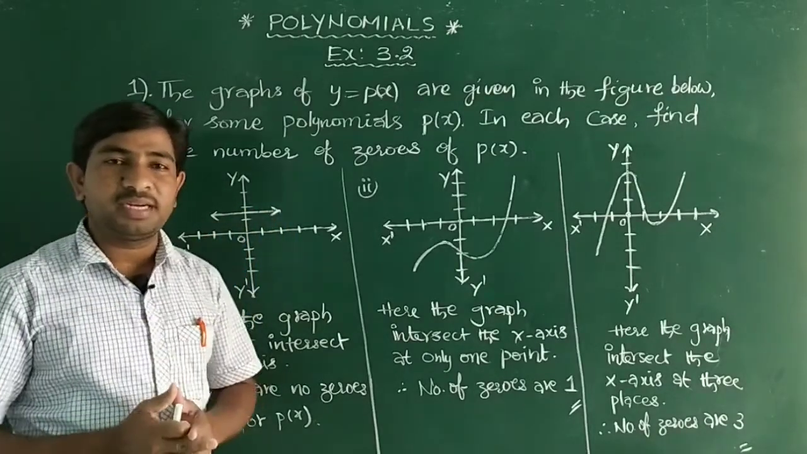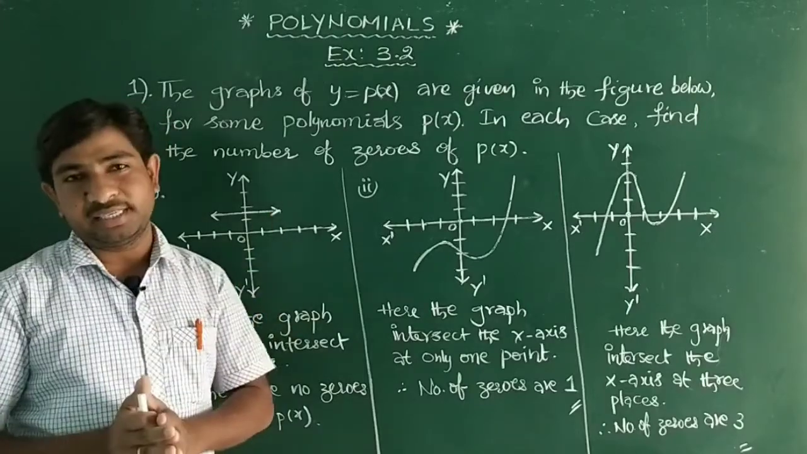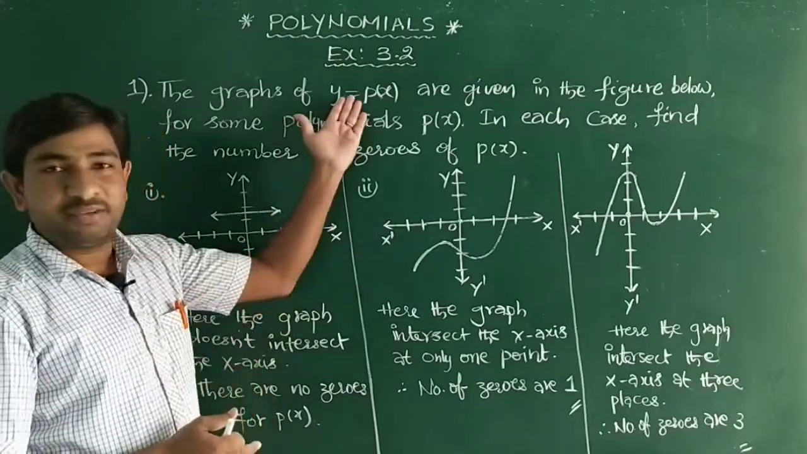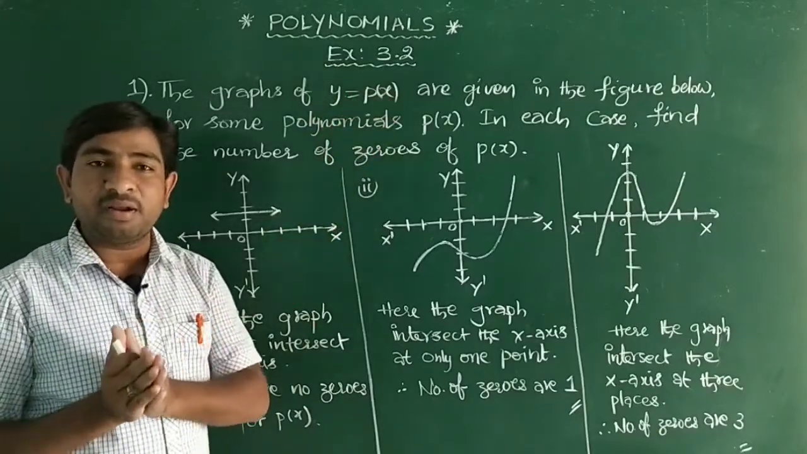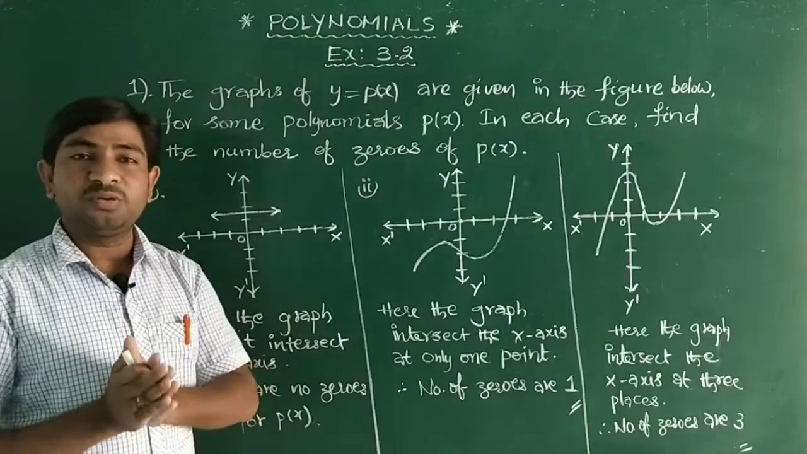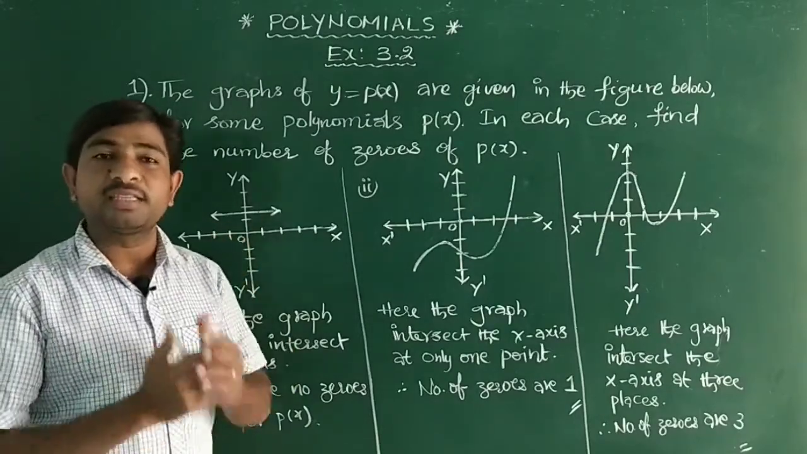As we know, when the given graph intersects the x axis, why? Because here the given polynomial is in the form y equals p of x. It is a polynomial in the variable x. So the given graph must intersect the x axis to get the zeros.